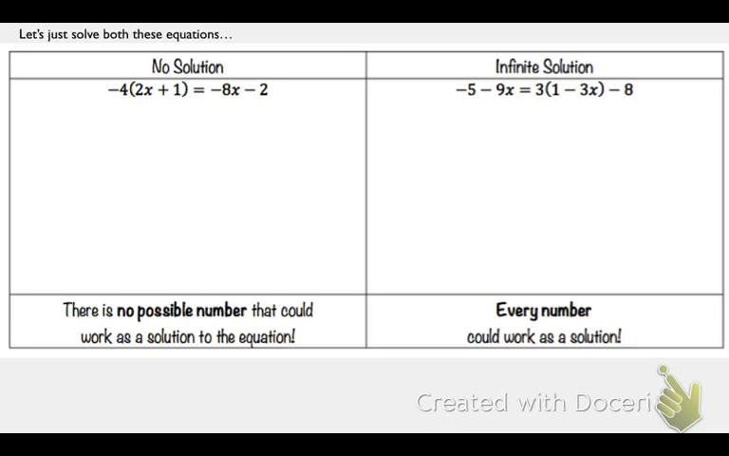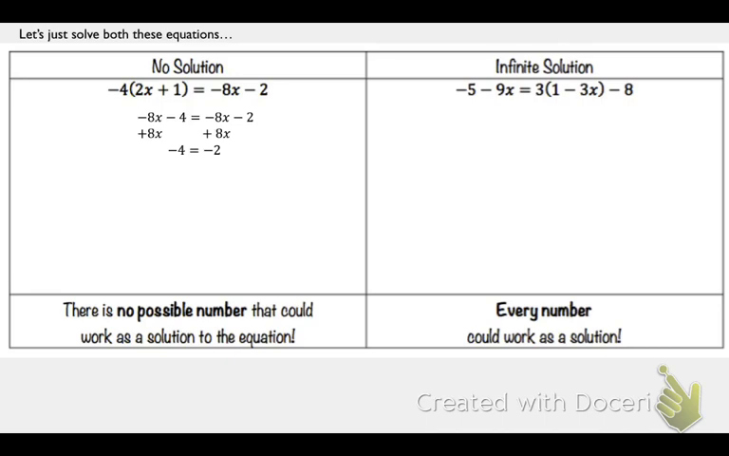I'm going to start with solving both of these equations. So the no solution one, I'm going to start with distributing that negative 4 in. So that's negative 4 times 2x is negative 8x. Negative 4 times 1 is negative 4. And then the right side stays the same. I'm going to add the 8x over. Negative 8x plus 8x cancels, so it's gone. There's no 8x's on either side. And I'm left with negative 4 equals negative 2.